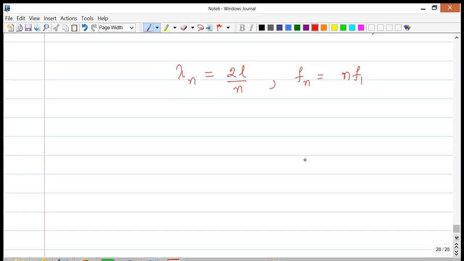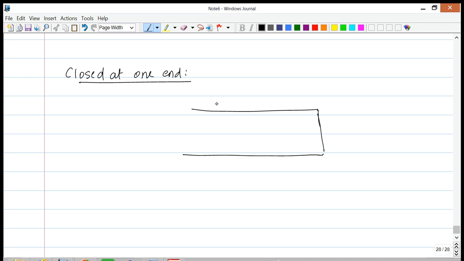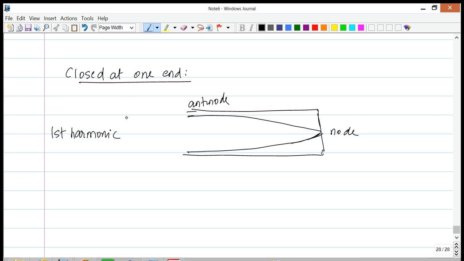Now let us look at the case of the tube closed at one end. Because it's closed, the restriction is that at the closed end you have to have a node, and at the open end you have an antinode. So my first harmonic for this one looks like this: an antinode at one end and a node at the other end. The length is L.